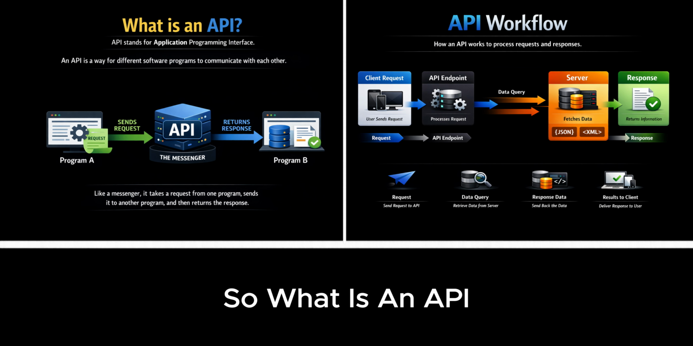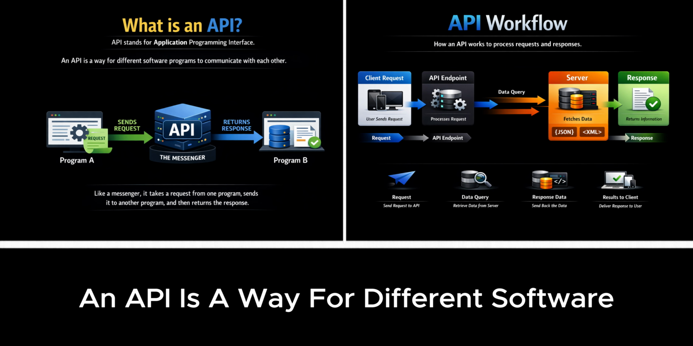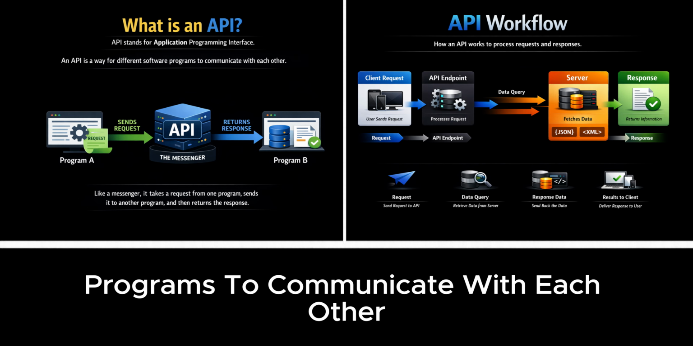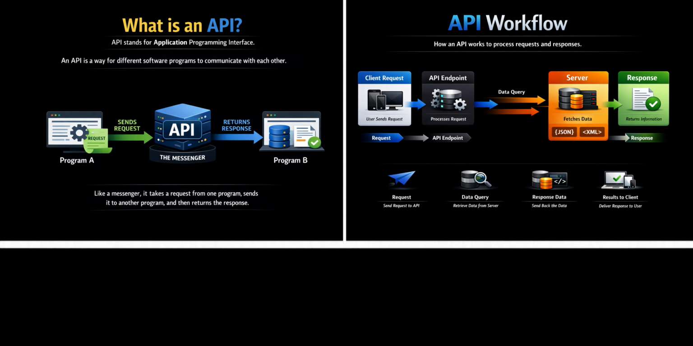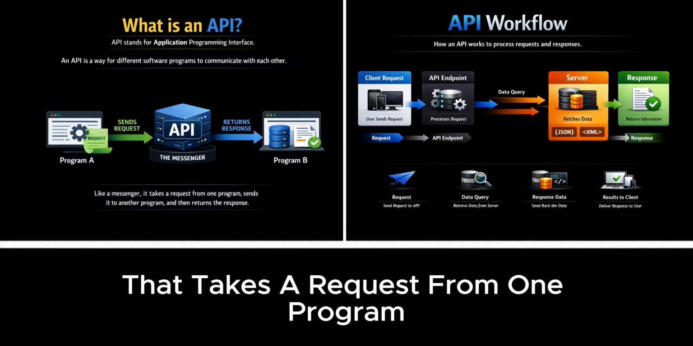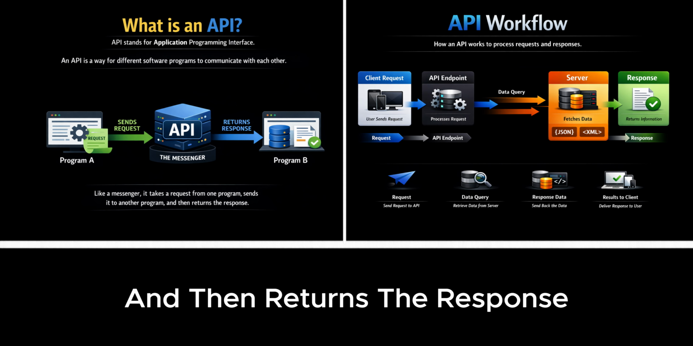So what is an API? API stands for Application Programming Interface. An API is a way for different software programs to communicate with each other. Think of it as a messenger that takes a request from one program, sends it to another program, and then returns the response. That's a bit hard to understand, so here is a simple real life example.